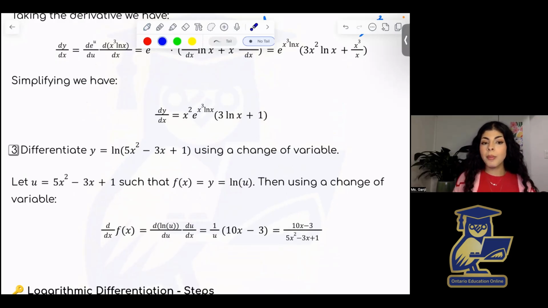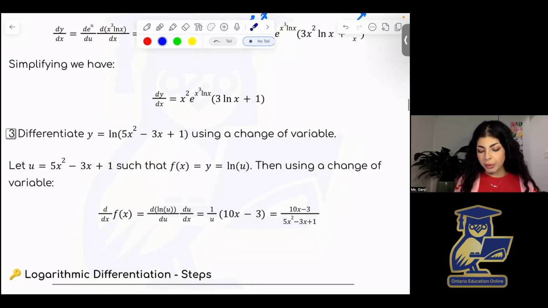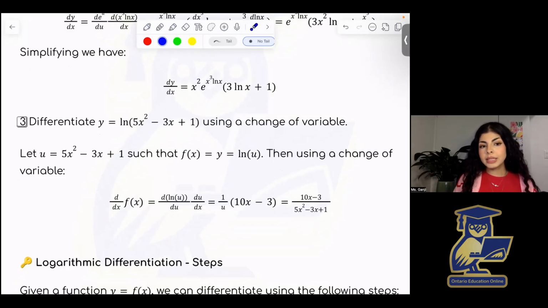But here we have now a composite function of the natural log. So we do have our outer function as the natural log function, and then our inner function is a polynomial. And so using a change of variable here, and you don't necessarily have to, if you are thinking of this as chain rule, you can just skip to this part right away, but just so you can see it visually a little better, I am showing you with a change of variable. So I'm going to define u to be my inner function, and that's the polynomial. And so f of x, which is just y, is now equal to natural log of u.